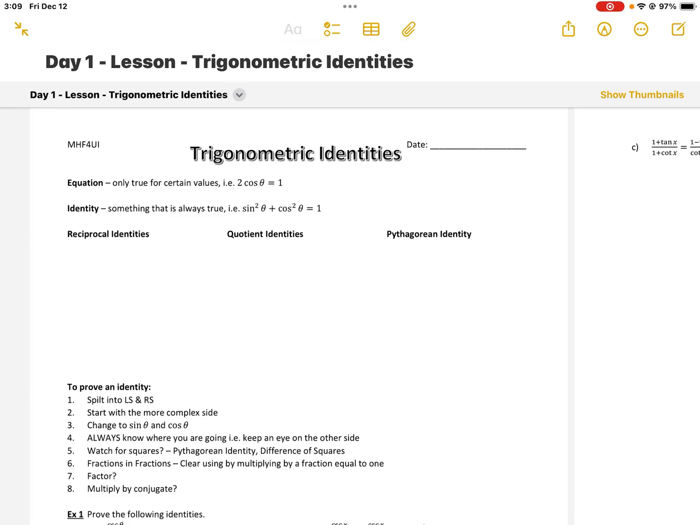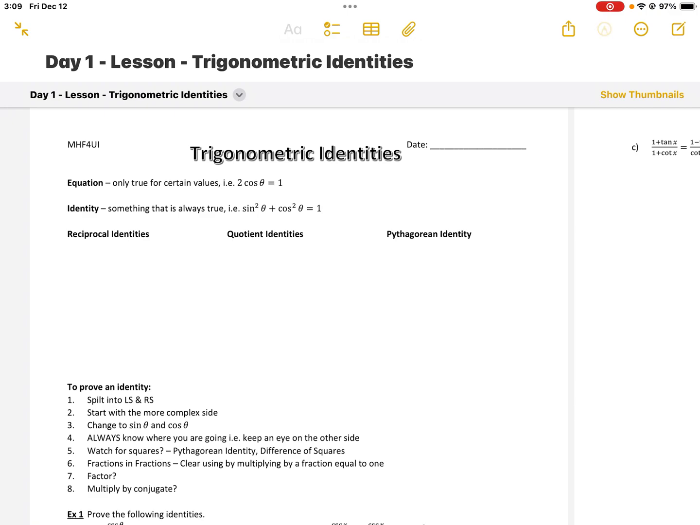So trigonometric identities are something that is always true, that has previously been proven, so that you can use them to replace any sort of situation. It's sort of like the idea that 4 plus 2 is equal to 6, 8 minus 2 is equal to 6, so I can rewrite 6 using any of those combinations.